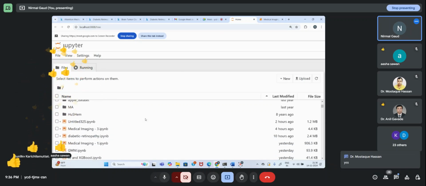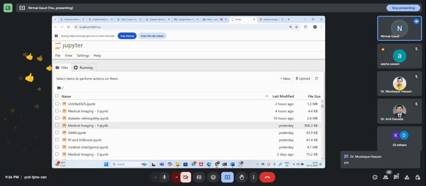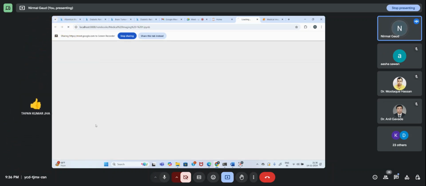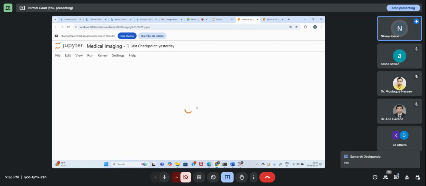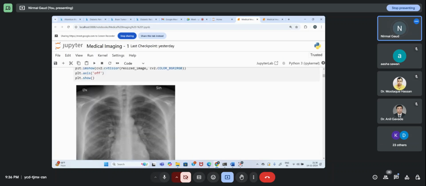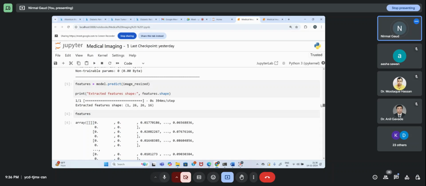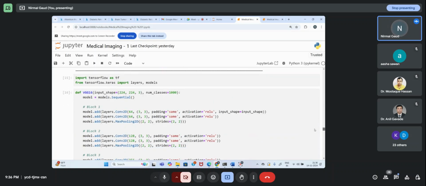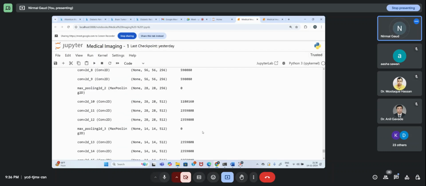Okay. So medical imaging 1. Alright, so this file will open and I will show you the architecture of VGG19. So that is 16 plus 3. 16 convolution and 3 neural network. Okay, fine. And here is the architecture.